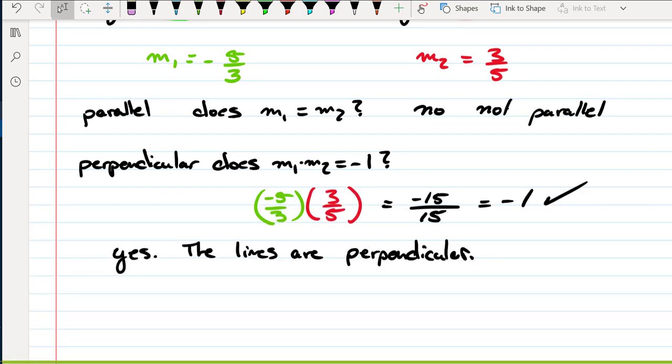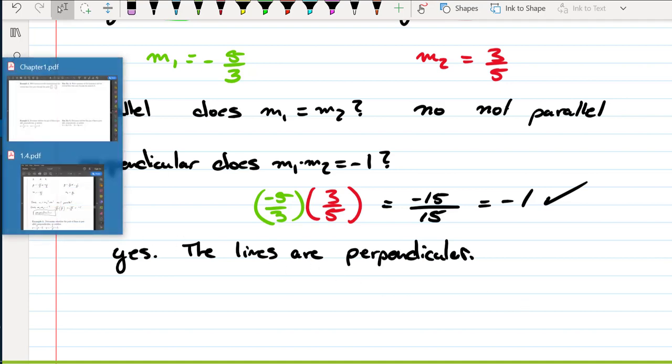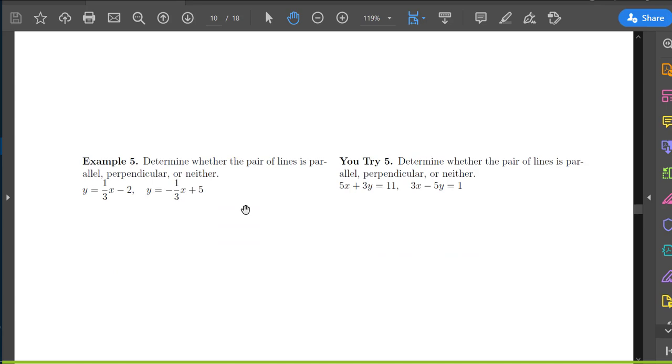All right. So if both of these would have failed, if they're not parallel and they're not perpendicular, the only thing that's left to choose is neither. So in the homeworks, you will see all three of those choices: parallel, perpendicular, or neither. All right. So the next one is for you guys. It's your U try.